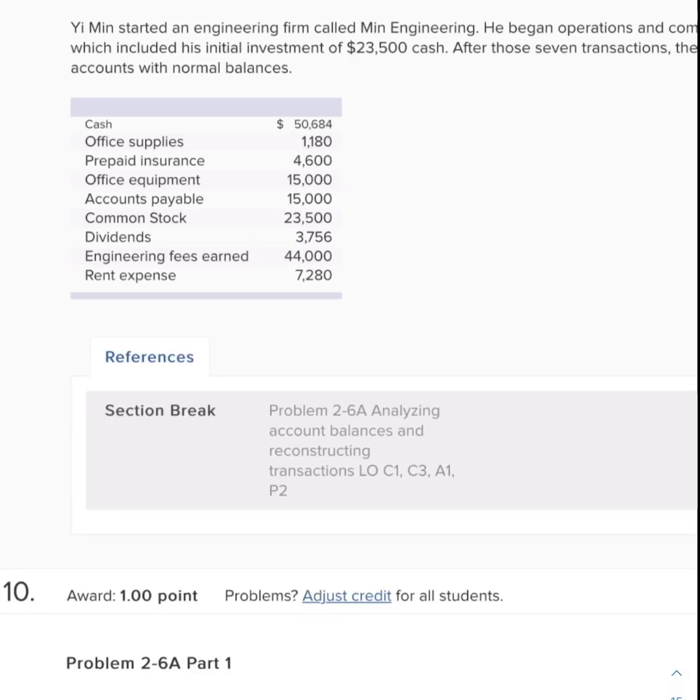So here you've got cash. Cash is an asset. Assets go up with a debit. Office supplies are an asset. They increase with a debit. Prepaid insurance is also an asset, also a debit. Office equipment, also a debit. Accounts payable is a credit. Common stock is a credit. Dividends are a debit. Engineering fees earned are a revenue, which is a credit. And rent expense, which is an expense, is a debit.